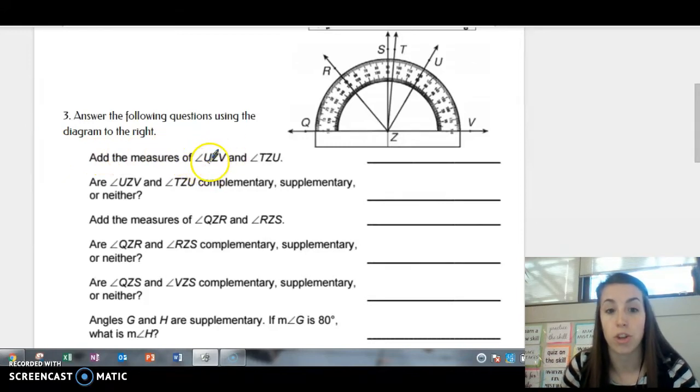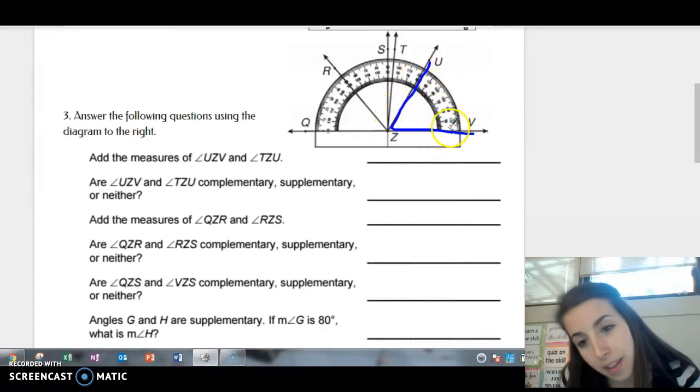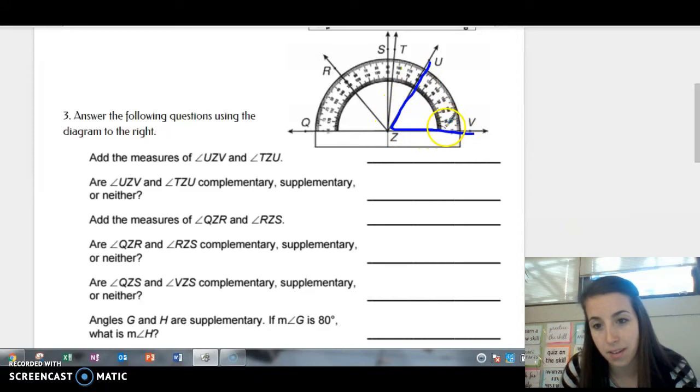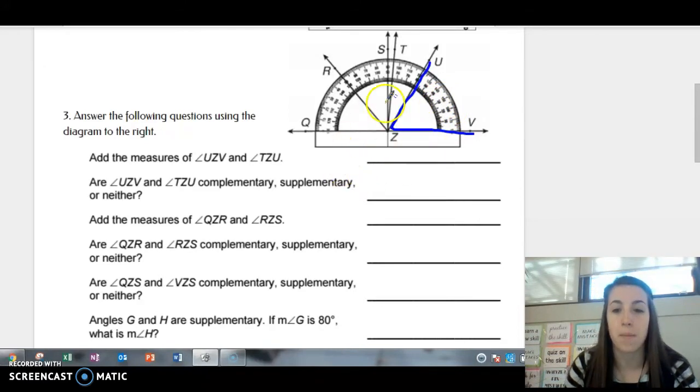It looks like the first one is UZV. So if I follow, UZV is right here. I want you to tell me the measurement. If I'm starting here and it does start at 0, what does it go up to? If you look there, it's the same thing. It goes up by 10s, and it looks like there's 5s in between. So 10, 20, 30, and it goes up. That one is also an acute angle, so be careful.